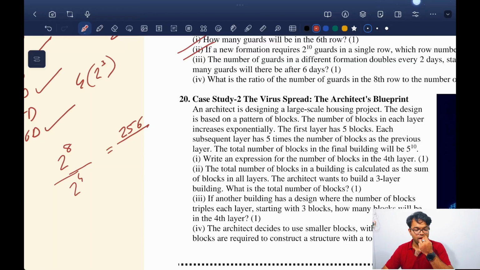No, there are 3. Okay. ये कुछ करने की जरूरत नहीं है. 2 to the power 8 will be on the 8th row. 2 to the power 4 will be on which row? On the 4th row. So this will be 2 to the power of 8 minus 4. This will be 2 to the power of 4.